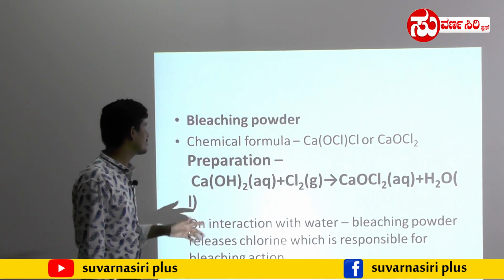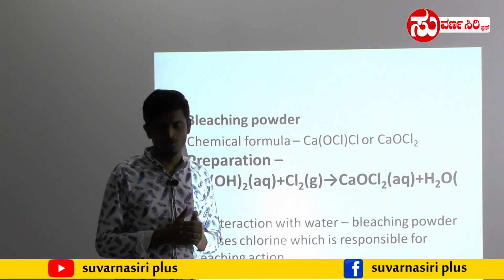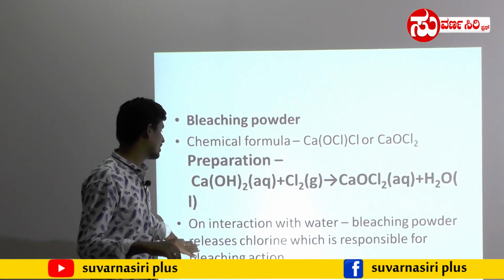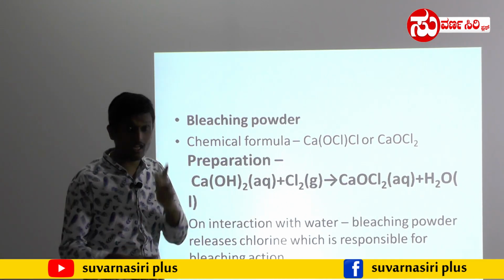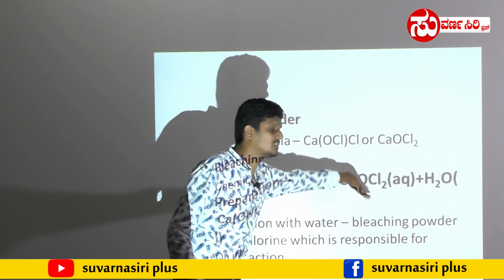Then what are the uses of this bleaching powder? So many uses are there. It is used in swimming pools. It is used to clean, to release chlorine, which is responsible for the bleaching action. So in our day-to-day life, what we are using is bleaching powder, that is CaOCl2.